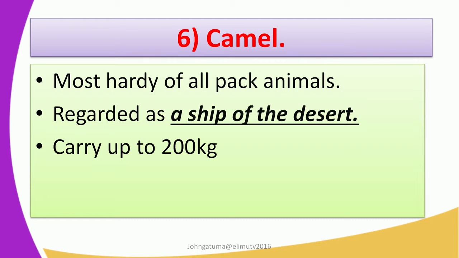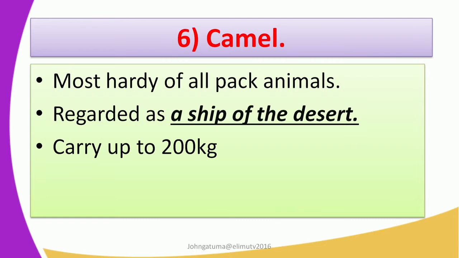Because of how it is adapted, its hooves, looking at its build, it can carry goods. There are two types of camel. You have the Bactrian, which is the two-humped camel, and this one was used in Asia. We have the dromedary species of camel. This is a single-humped camel, and that was used in Africa and also in the Sahara.